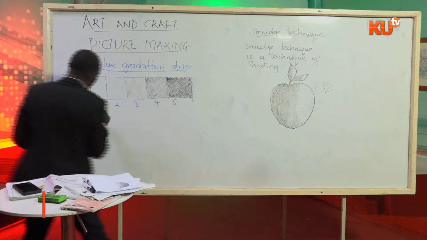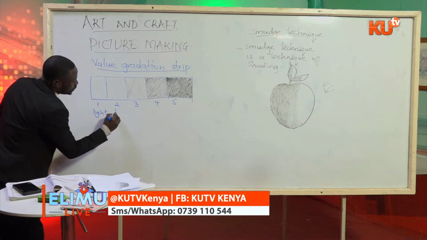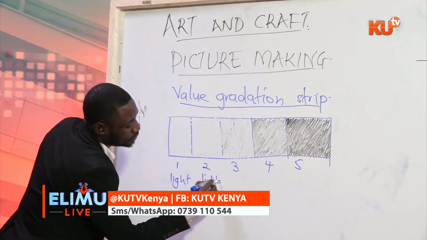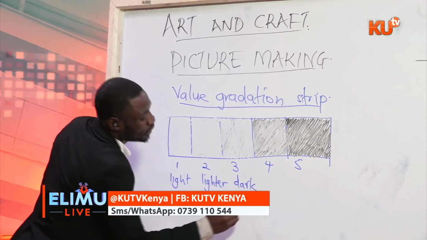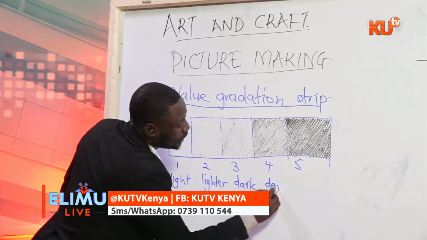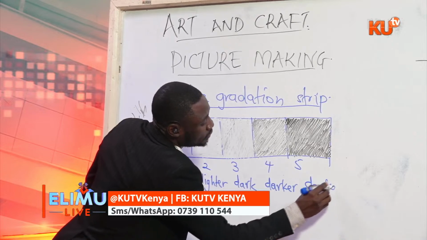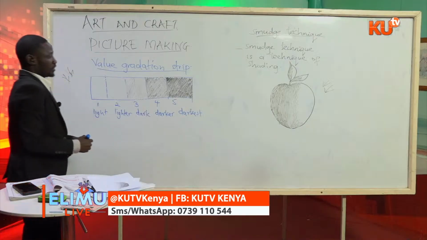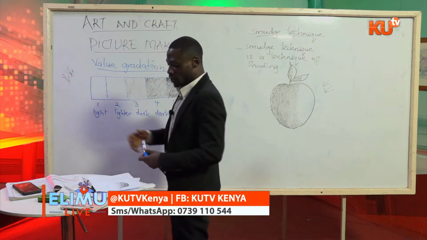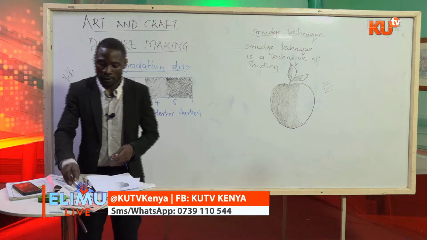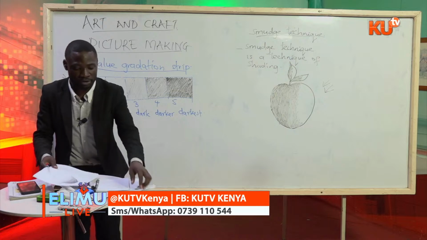So we can write here light. Then this one lighter. Then here is dark. Number 4 darker. Number 5 is darkest. Yes, so this is what we call value gradation. I want to do this on a piece of paper.